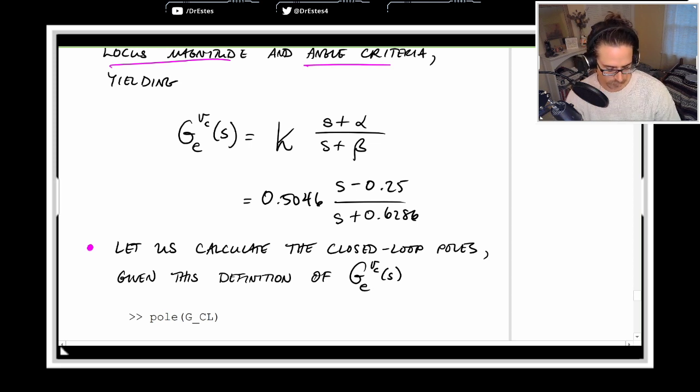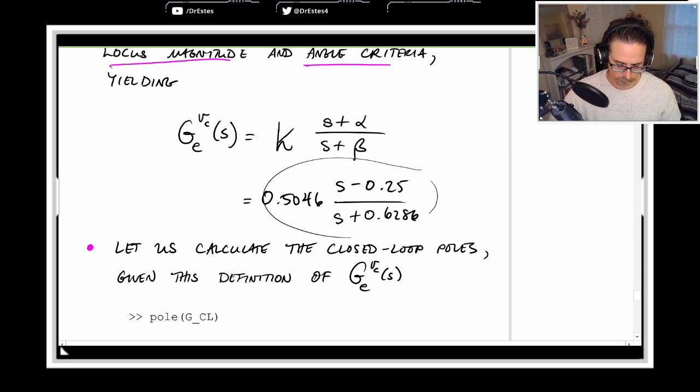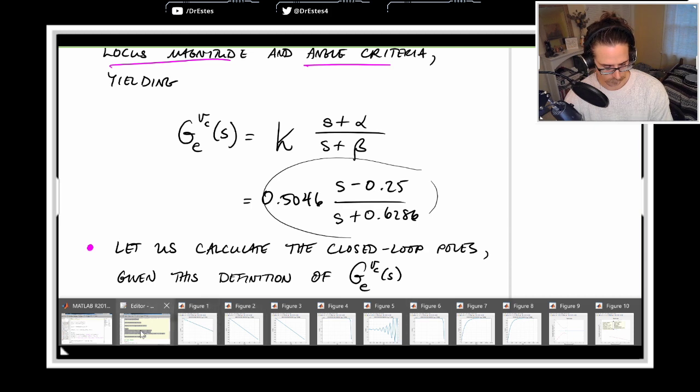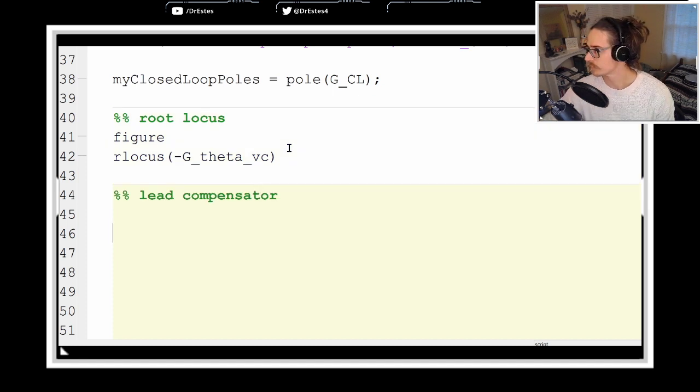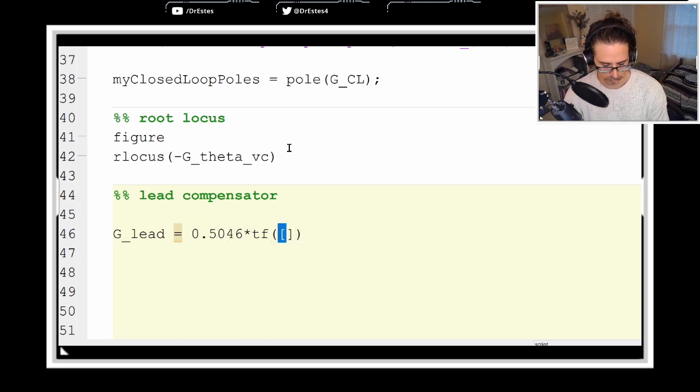So let's plug this into MATLAB. Okay, here's our lead compensator. I'll call it G lead. It's going to be a transfer function. Actually, you could put the gain outside, 0.5046. Doesn't really matter. And we have s minus 0.25 over s plus 0.6826.